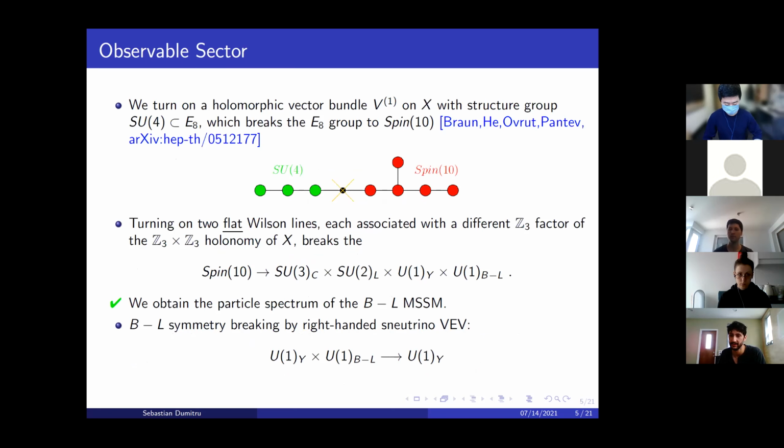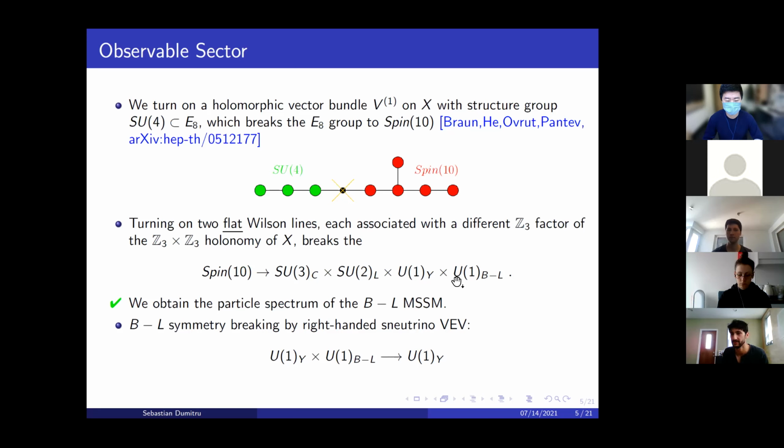Now, the observable sector was described, for example, in this paper with Volker Braun, Ovrut, Andrei Lukas, and Yang-Hui He. We turn on an SU(4) bundle, which breaks the observable E8 to a Spin(10) group. Then two flat Wilson lines, each associated with a different Z3 factor of the holonomy of X, break the Spin(10) to SU(3) cross SU(2) cross U(1) cross U(1). So this is the gauge group of the normal MSSM with a U(1) extension.